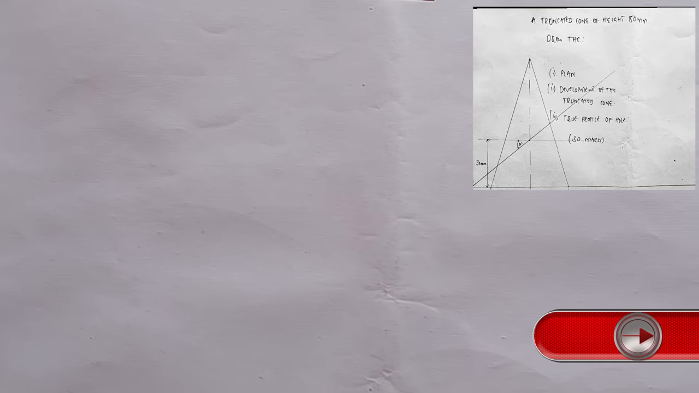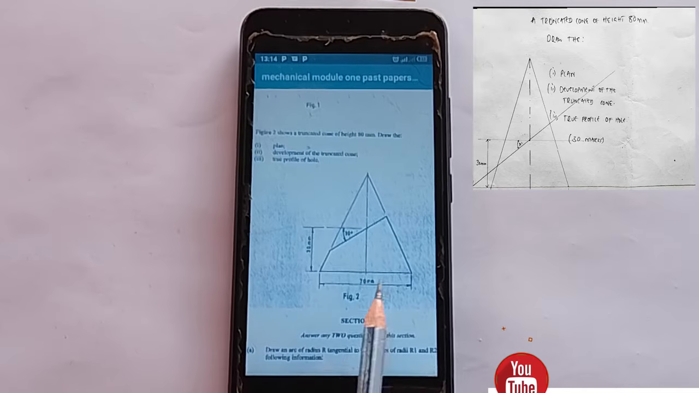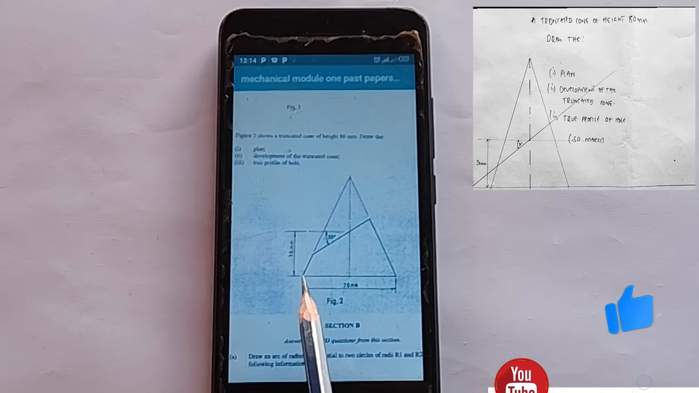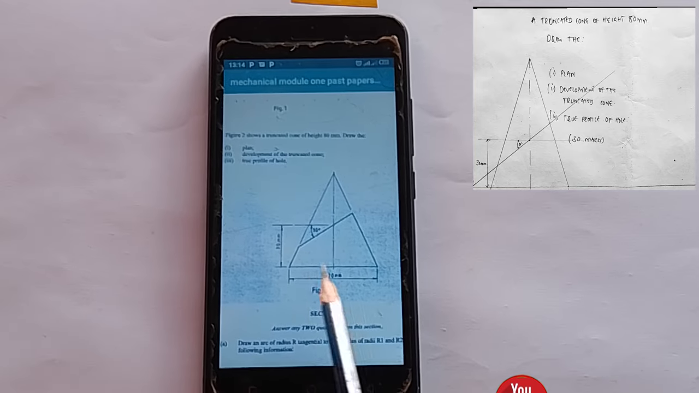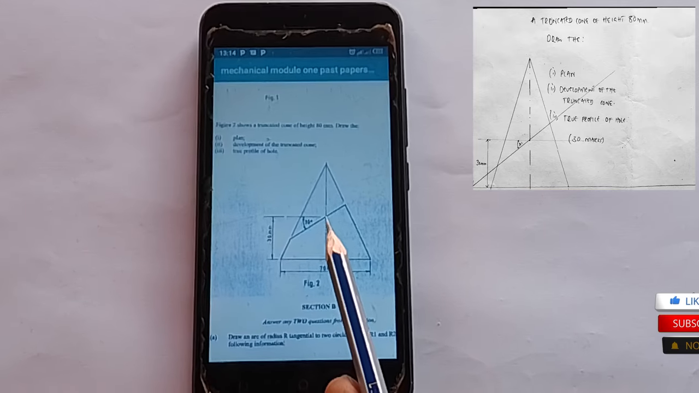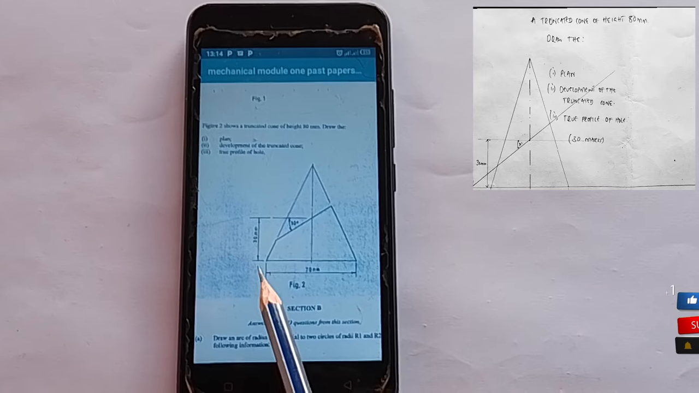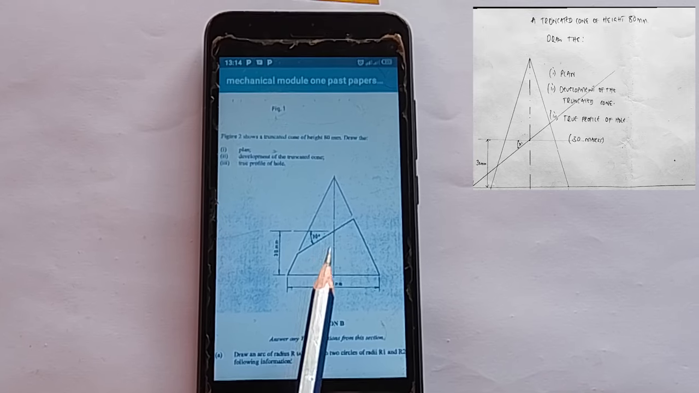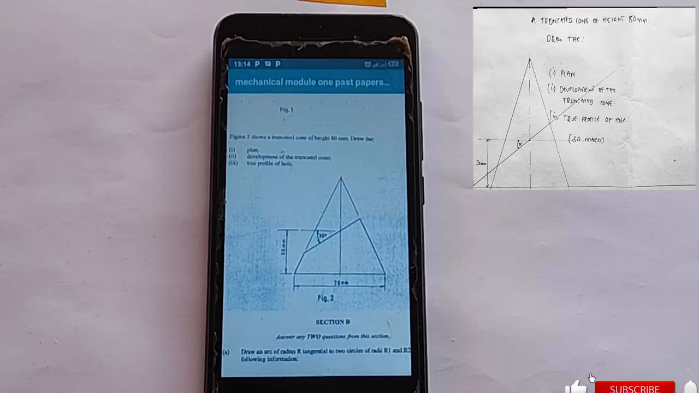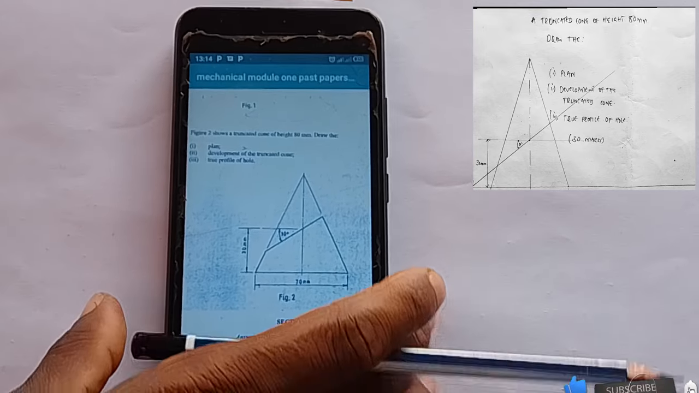The very first thing that you're told, even from the question, is that the base of the cone is 70. The diameter of the cone is 70. It is cut at 30 degrees from its center, from a height of 30 millimeters. So from the bottom going up 30, but from here to here it is 40, because you're told the height is 80.